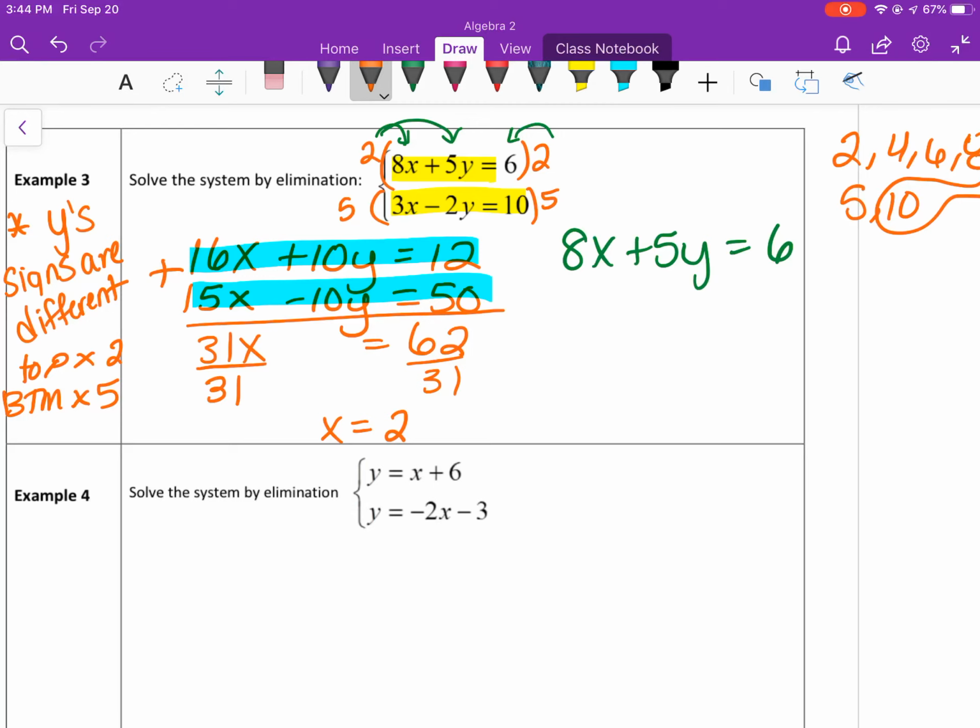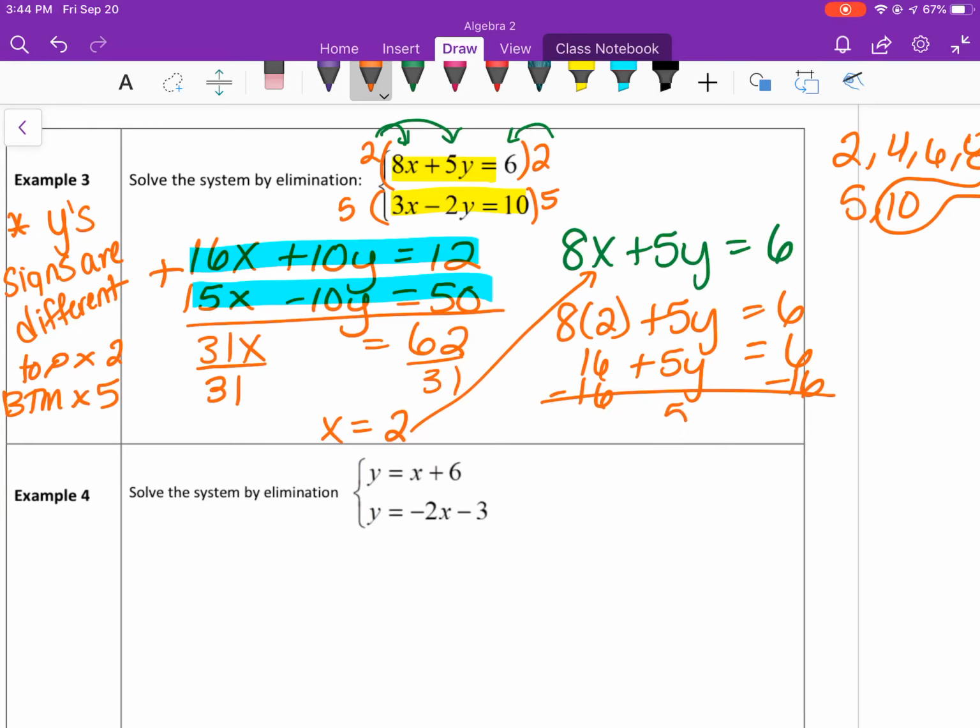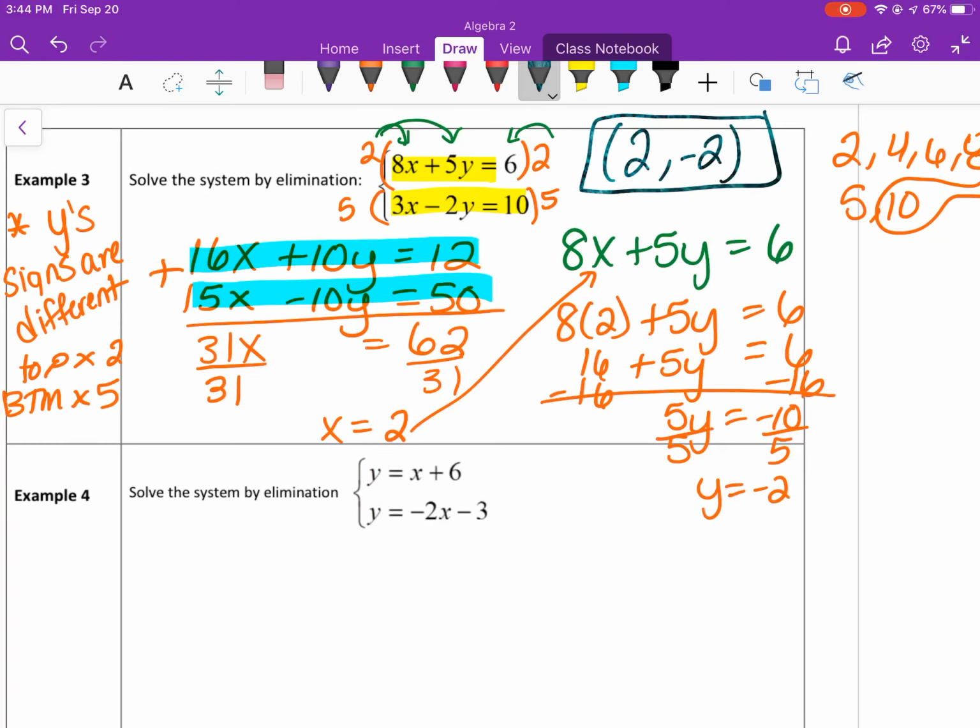And then I'm going to take x equals 2 and plug it in here for x, and then continue solving. So 8 times 2 is 16, plus 5y equals 6. Subtract 16 on both sides, and 5y equals negative 10. Divide by 5, and y equals negative 2. Final answer then is the ordered pair (2, -2). The point where these lines intersect is (2, -2).